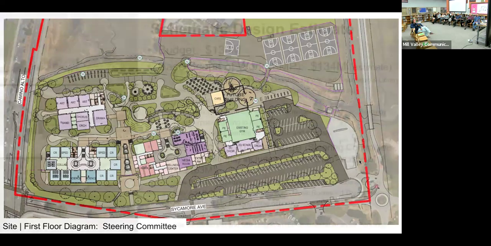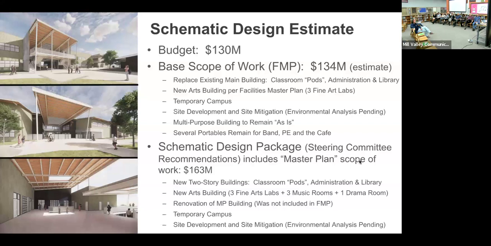Next, please. The budget at the schematic design level, I mentioned $130 million. For the base scope of work, that estimate was at $134 million. For those of you who work in construction, you know that that's a pretty close number at that schematic level. We did also estimate the steering committee's desired campus plan that included a little more scope than the facilities master plan, and that was about a $163 million project.